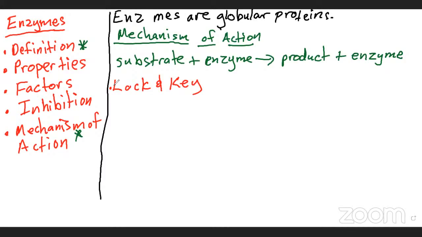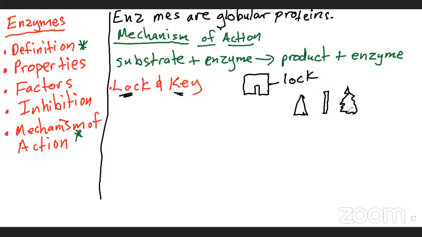So in this mechanism, as the name suggests, lock and key. If you think of the enzyme, in this one the enzyme is the lock. So let us say this is a lock. If we have different types of keys, let us say this is a key, this is a key, and then a key looking like that. If these are all keys, then this would be the keyhole.